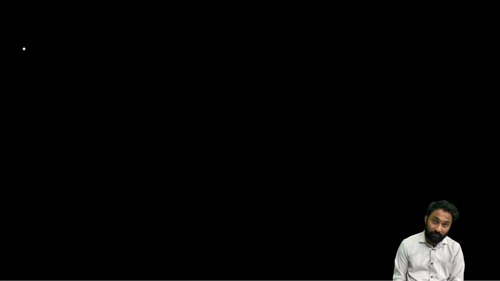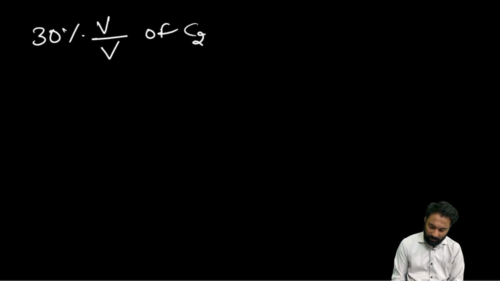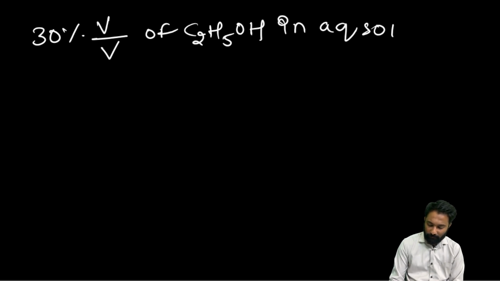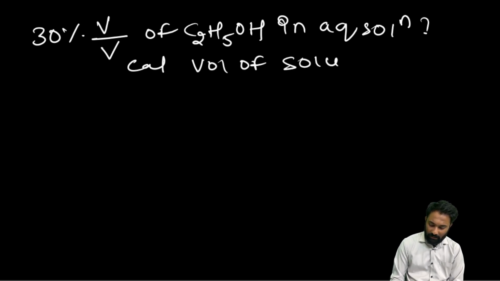Next, suppose the second one. If we have 30% V by V of C2H5OH in aqueous solution, calculate the volume of the solvent.